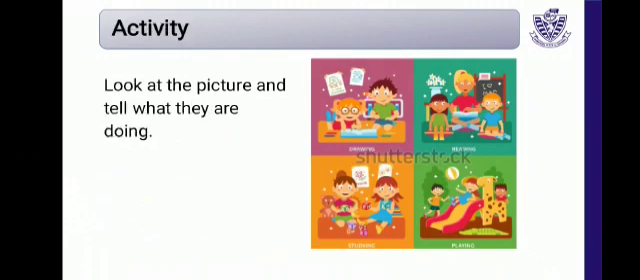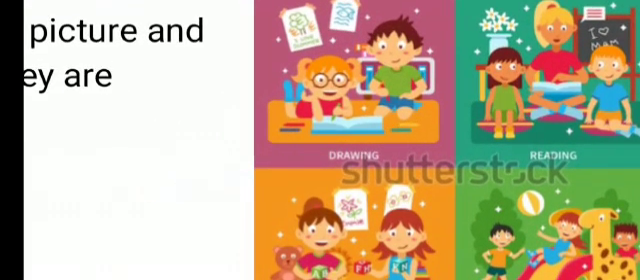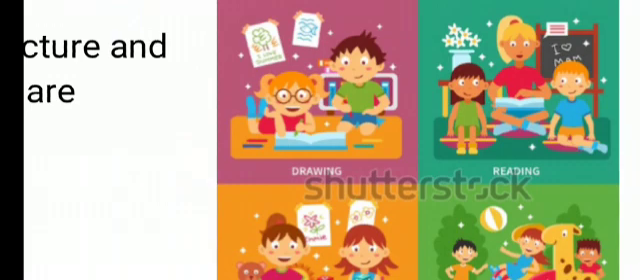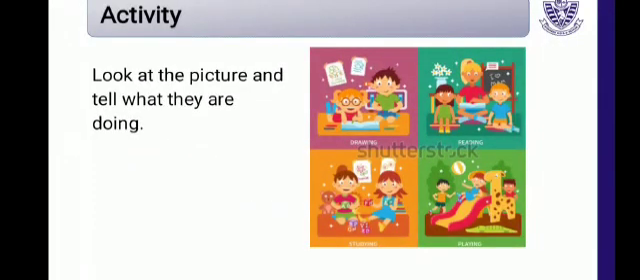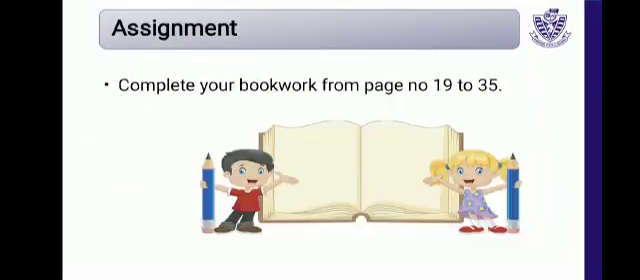You have an activity here. Look at the picture and tell what they are doing. Like, here are some children. They are drawing. You can see they are drawing. They are reading. In this way, you have to tell the verbs, what the people are doing here. I hope you have understood this topic.